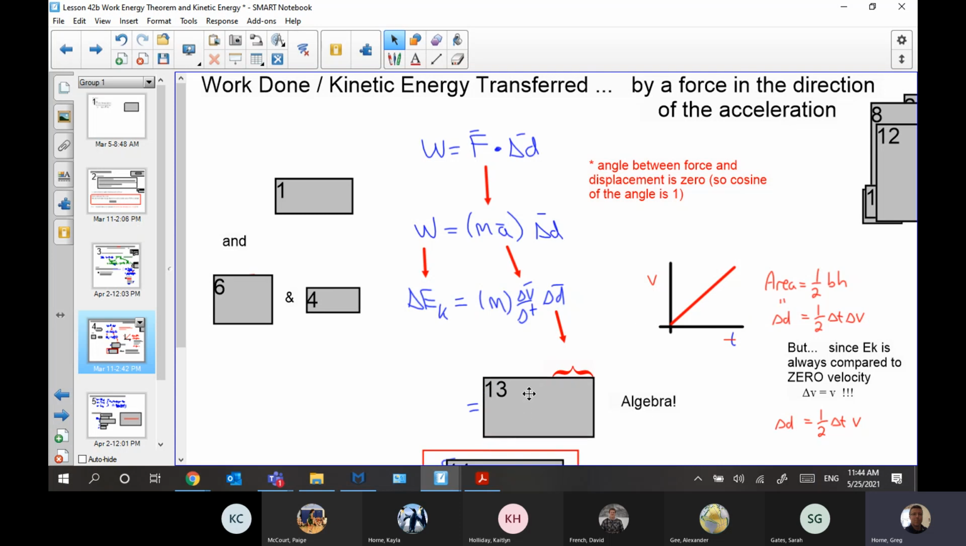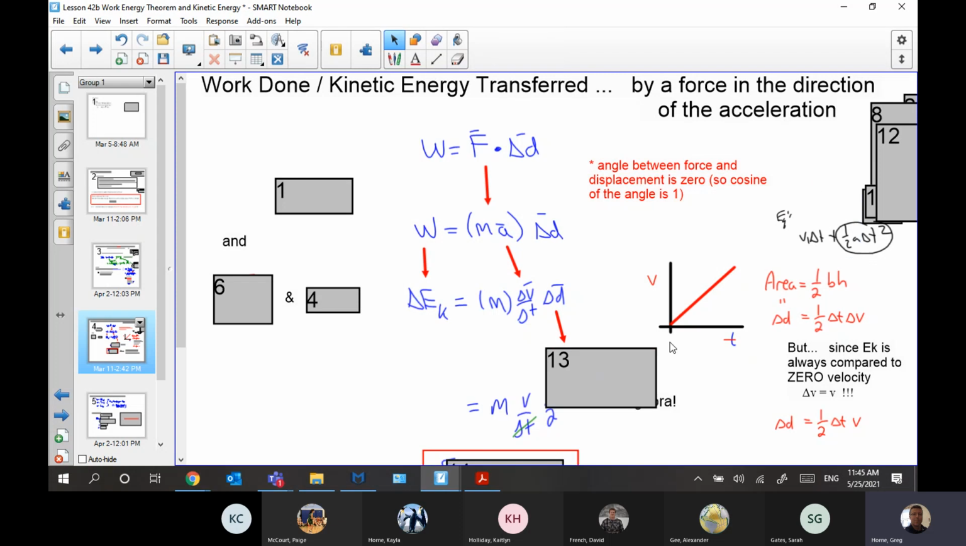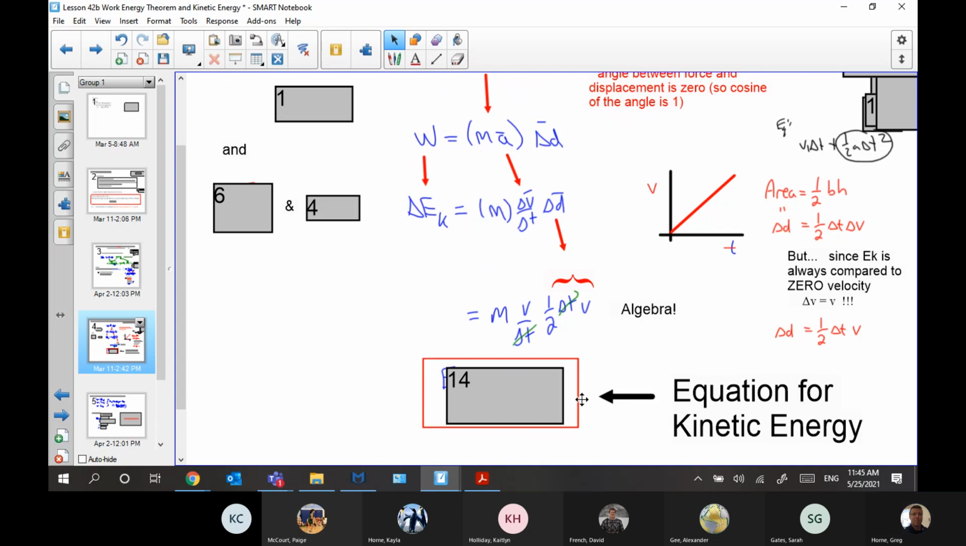Oh, I was going to mention here too, this could have been the equation: V1 delta T plus 1/2 acceleration delta T squared. We could have used that equation instead of the area one, and it would combine the area and the acceleration, I should say. But it's easier with the way we're showing here.